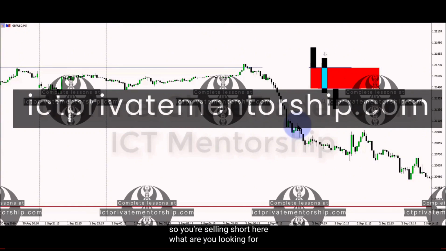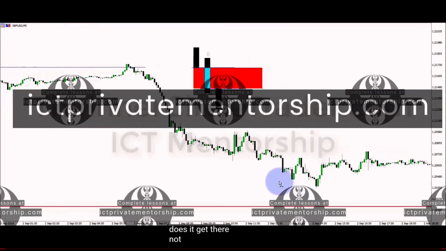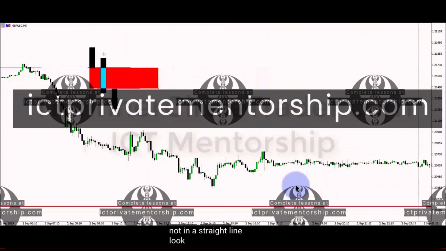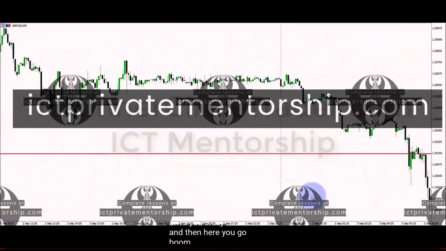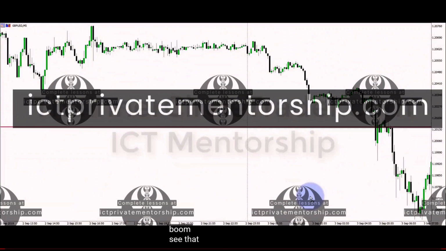What are you looking for? A run to that level. Does it get there? Not in a straight line. Look at that. All this time, if you're watching a 5-minute chart, that'll drive you crazy. And then here you go. Boom. See that? Now, when price hits that old daily low, watch what happens again. You have displacement. Okay? Before you get to the old daily low, watch what happens.